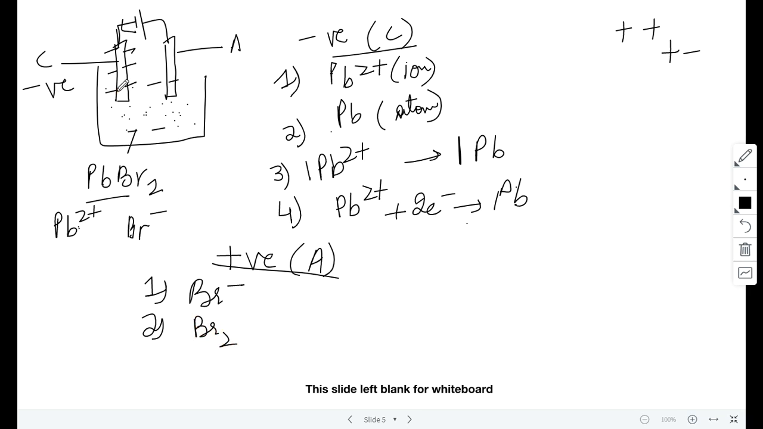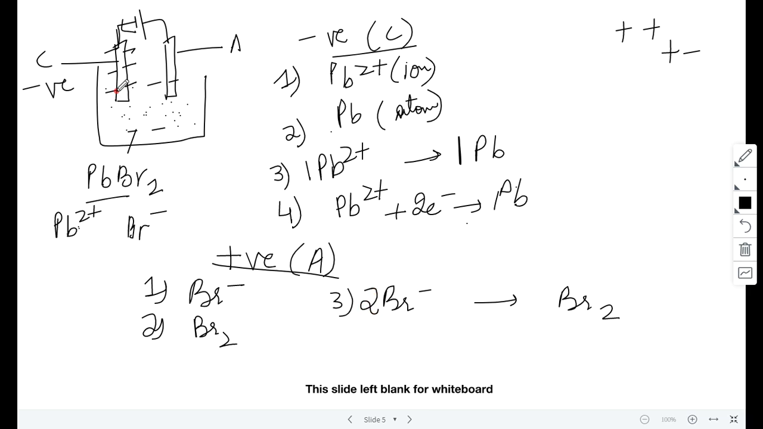Can I say Br2 because it is a diatomic molecule? If you know halogens, they exist as diatomic. Yes, you know that, right? In the periodic table you have covered that. So now the third thing is you have to balance the number of atoms. From Br minus, the reaction is taking place to Br2. So how many atoms are there? So you need to put a 2 in front of Br minus. Excellent. So now it is a balanced one.